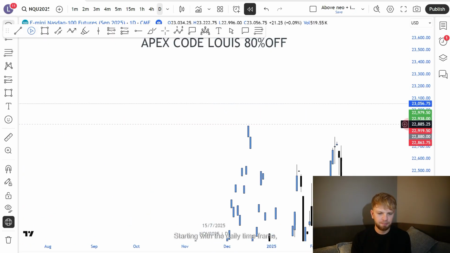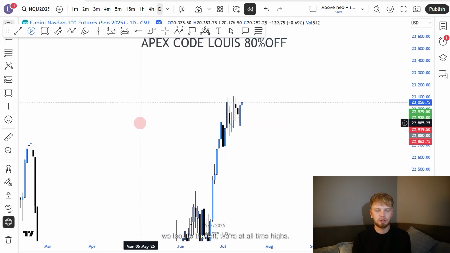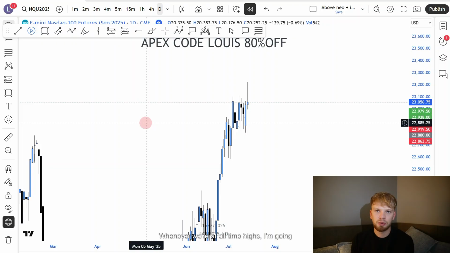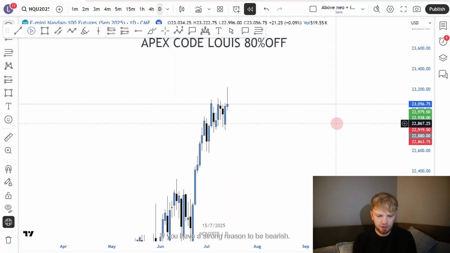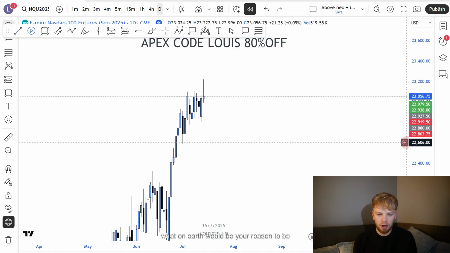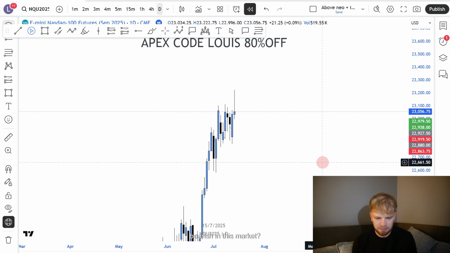Starting with the daily time frame, we look to the left, we're at all-time highs. Whenever we're at all-time highs, I'm going to give you some simple advice. If we're at all-time highs, then be bullish. You can only be bearish if you have a strong reason to be bearish, and as you can see, what on earth would be your reason to be bearish in this market?